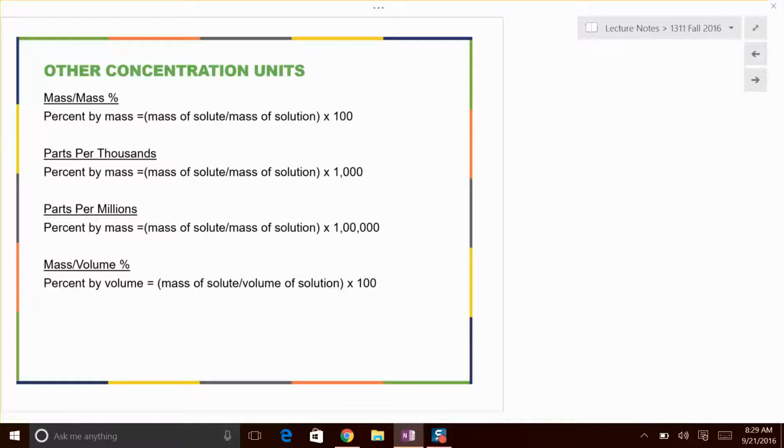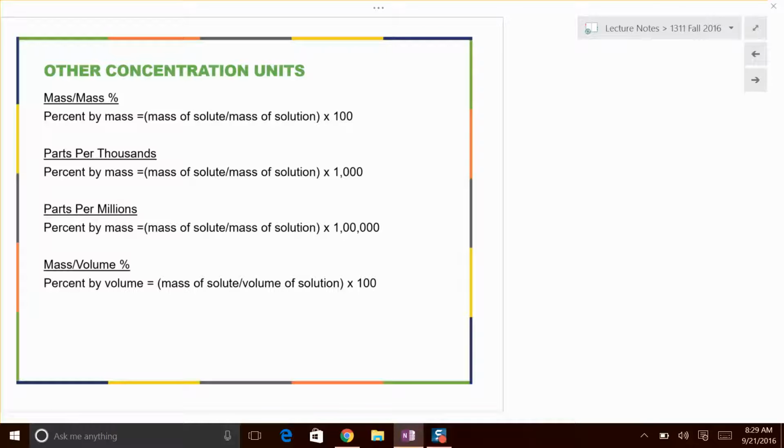If it was parts per thousand, you've heard of that, probably for your drinking water, or parts per million. Something in your drinking water is parts per million or parts per thousand. Well, that's simply a mass per mass ratio times 1,000 instead of 100, which is mass per mass percent. So this is parts per thousand. Parts per million would be mass per mass times 1,000,000. And that's how you would calculate those.